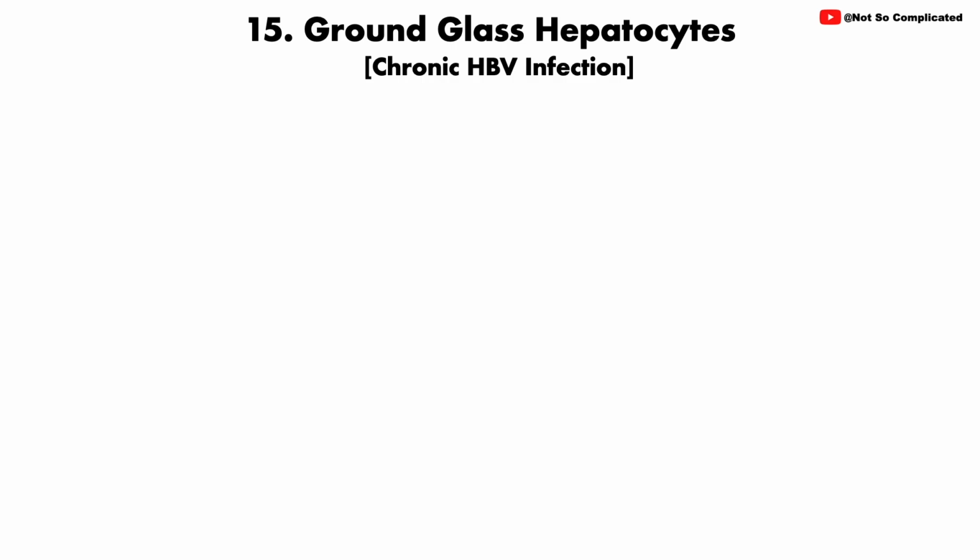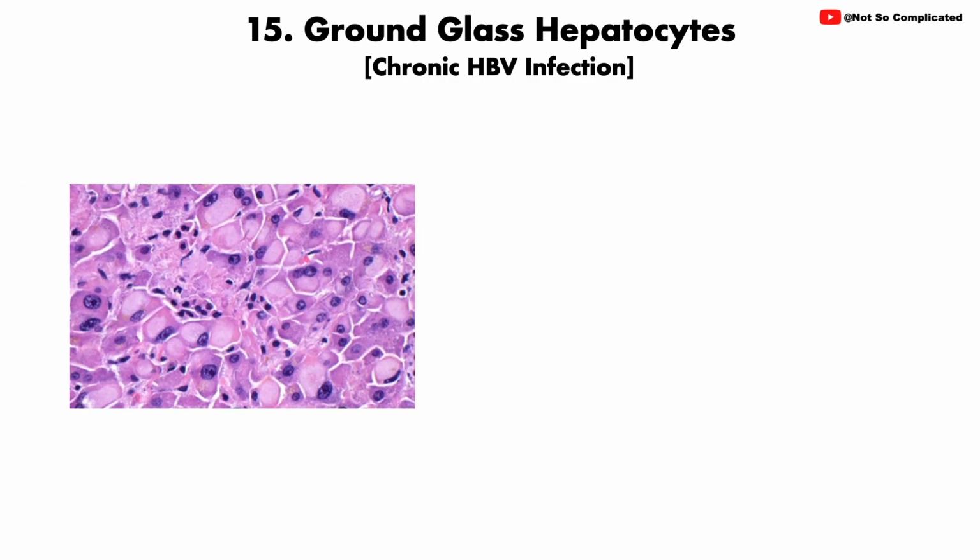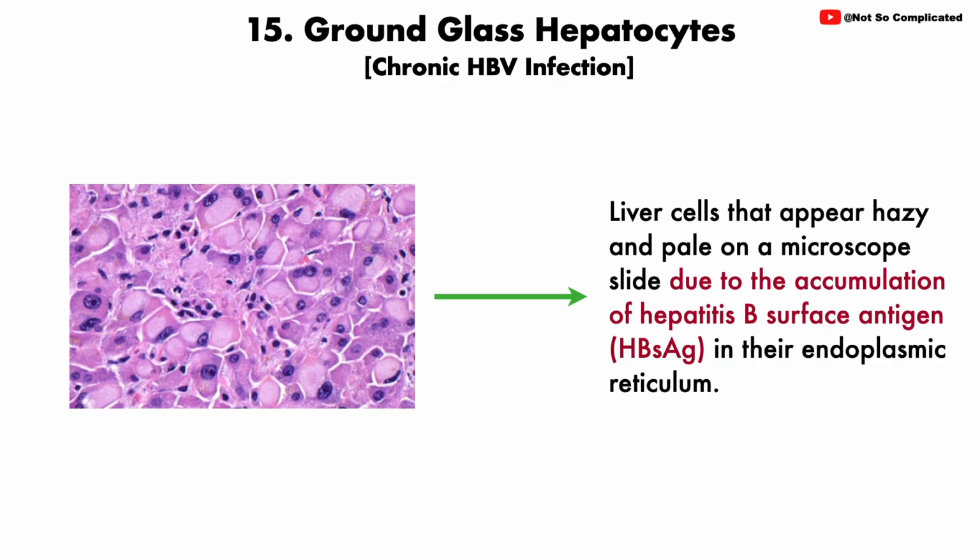So it is seen in chronic hepatitis B virus infection. They look like that, just like ground glass. And the description for this is liver cells that appear hazy and pale on a microscope slide due to accumulation of hepatitis B surface antigen. We have different antigens in hepatitis B: surface antigen, core antigen, all right? So the HBsAg is accumulated in the endoplasmic reticulum of the liver cells, all right? And that gives the appearance of hazy and pale.